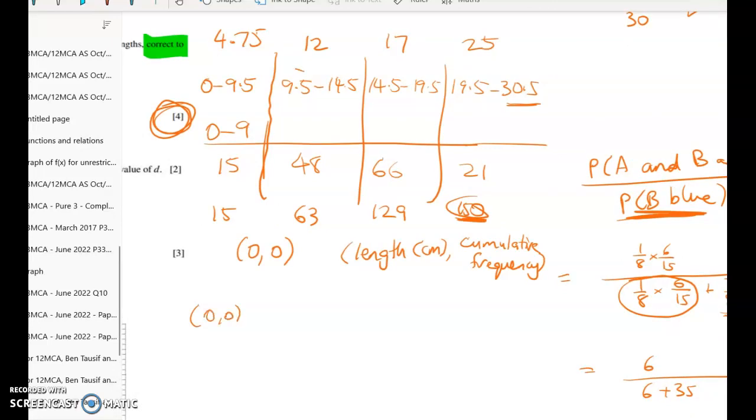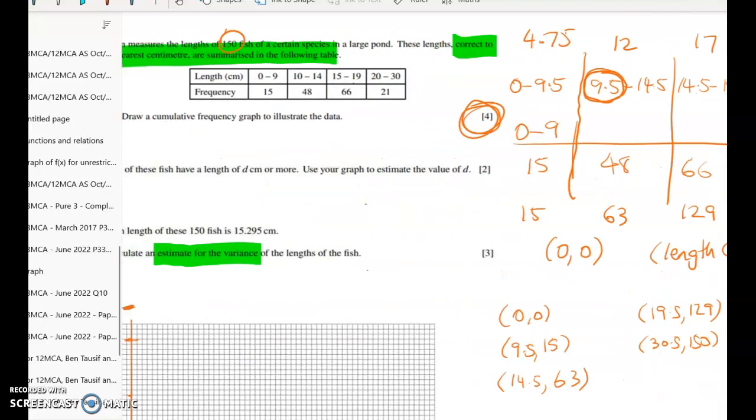We've done that one. But the next one is not going to be at 9, and it's not going to be at 10. It's going to be at 9.5. And so up to 9.5, there'll be 15 fish, right? And then up to 14.5, there will be 63 fish, and so on. So the points we're plotting are these. So 19.5, 129 fish, and then 30.5 and 150 fish. So let's try and do that quickly now.